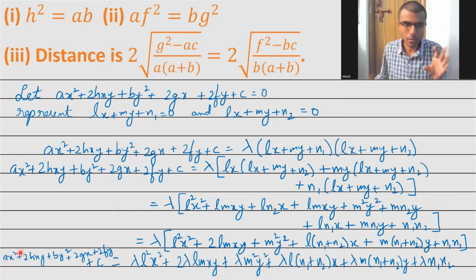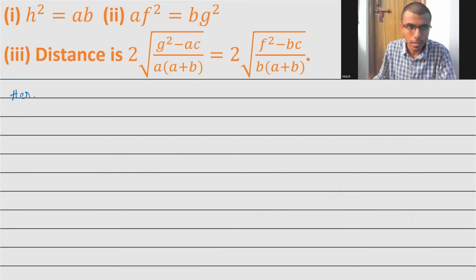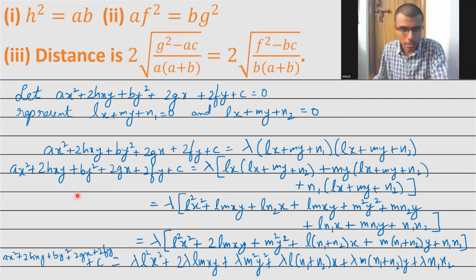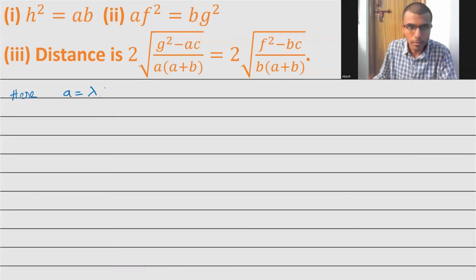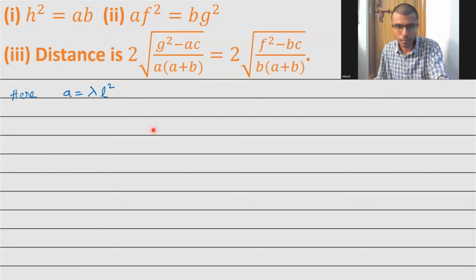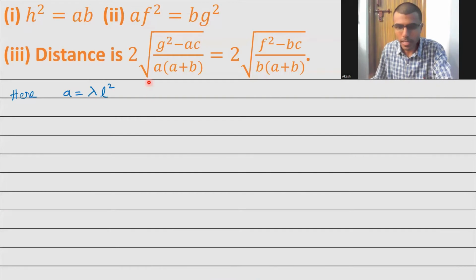Here, what is the coefficient of x square on the left hand side? It's a. What is the coefficient of x square on the right hand side? Lambda L square. Whatever is there beside x square, you need to treat it as its coefficient. This is an important step, stay alert. Here a is lambda L square. Now mark it as 1. Like this, you will get 6 things, and you need to mark them all in a similar order.